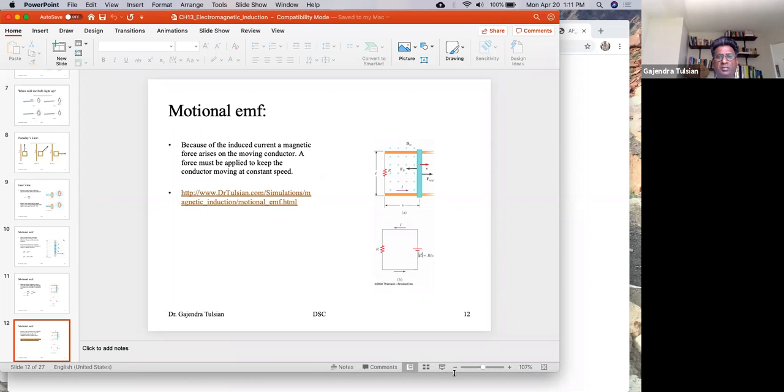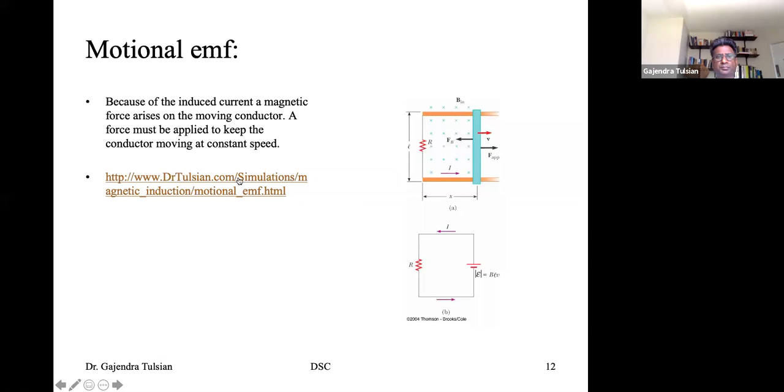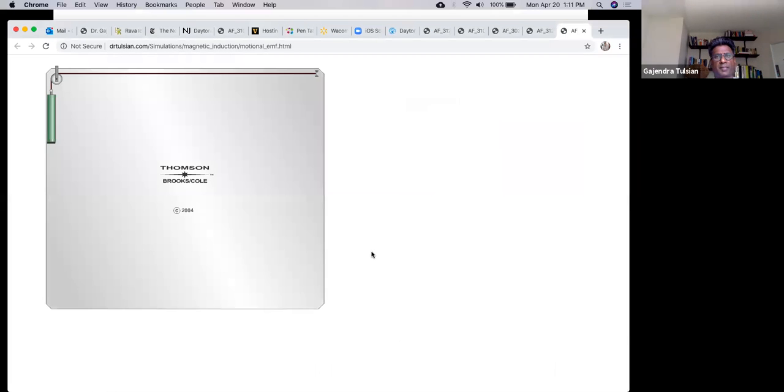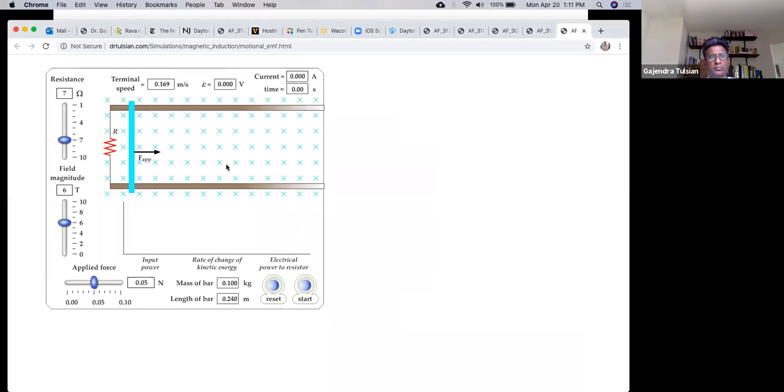Okay. So let me show you this simulation. Okay, so here's the applied force, and as soon as you start moving, the applied force... And you see the input power is equal to the electrical power to the resistor. So whatever you're putting in is what you're getting out.